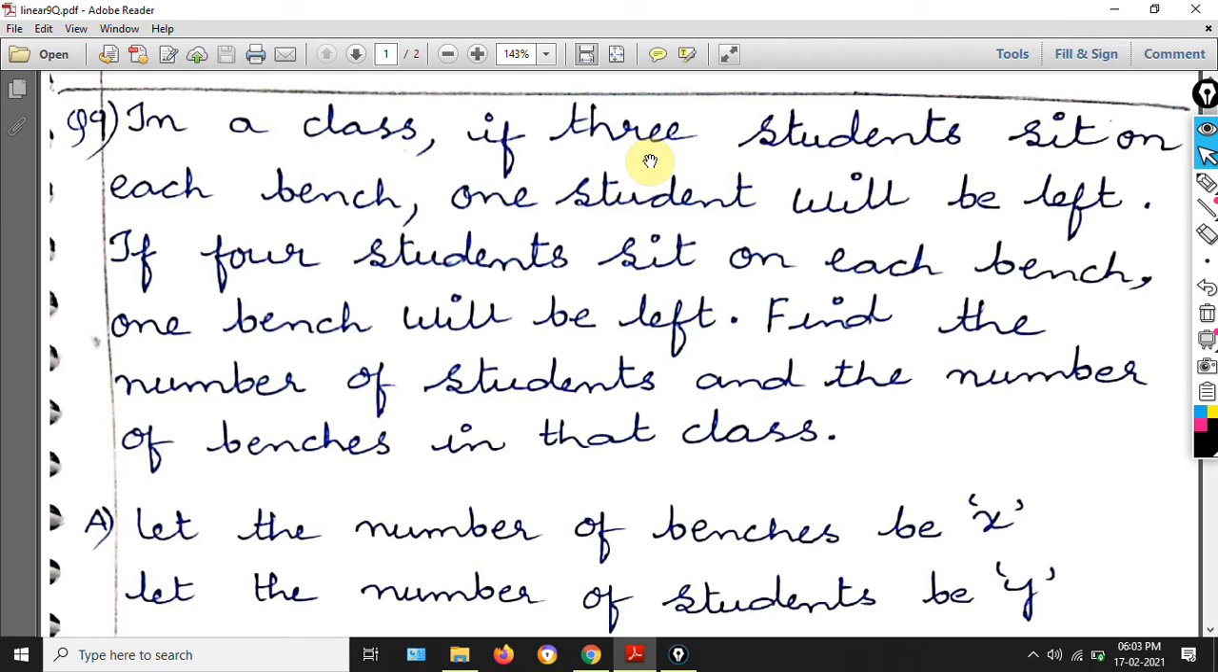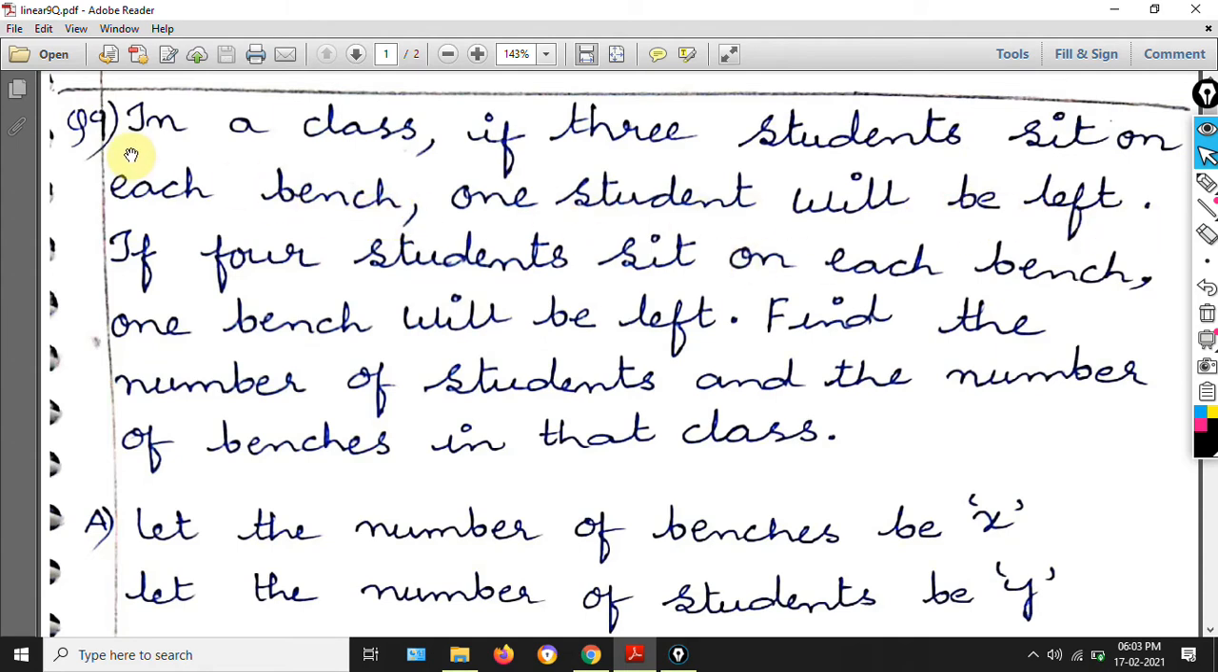Here we are seeing the fourth chapter, Pair of Linear Equations in Two Variables, of SSC Maths Telangana, that is 10th class. In that, exercise 4.1, ninth problem we are seeing. Okay, so let's start. In a class, if 3 students sit on each bench, one student will be left.